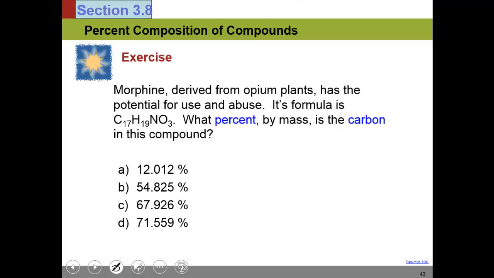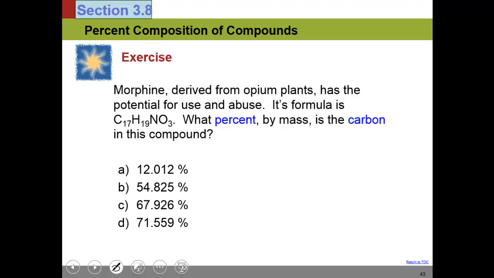Now, here it says morphine is derived from opium plants. Okay, it's a painkiller. It's highly abused, highly, what is the word? Can't even think about it. It's definitely a drug in which someone can get hooked on it and addicted to it.